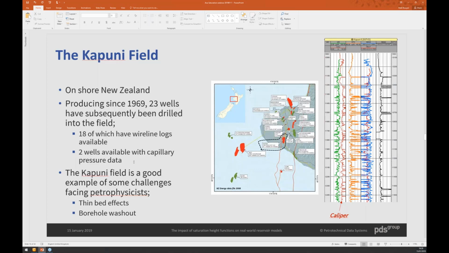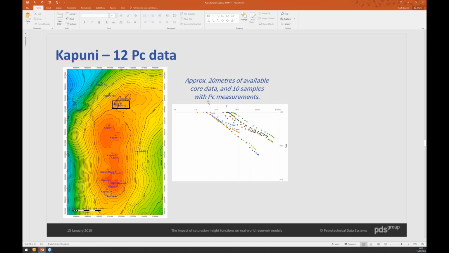Unfortunately, one of the wells, Kapuni Deep 1, which had the capillary pressure data, well, the clue was in the name, the core interval in that well was about 4,000 feet below the reservoir, so not exactly representative of reservoir conditions. So if we have a look at some PC data that is representative of reservoir conditions, this is the Kapuni 12 well. We can see in the northern part of the field here, just highlighted in the black box. About 20 meters of core from the well. About 10 samples were taken, which had PC measurements.